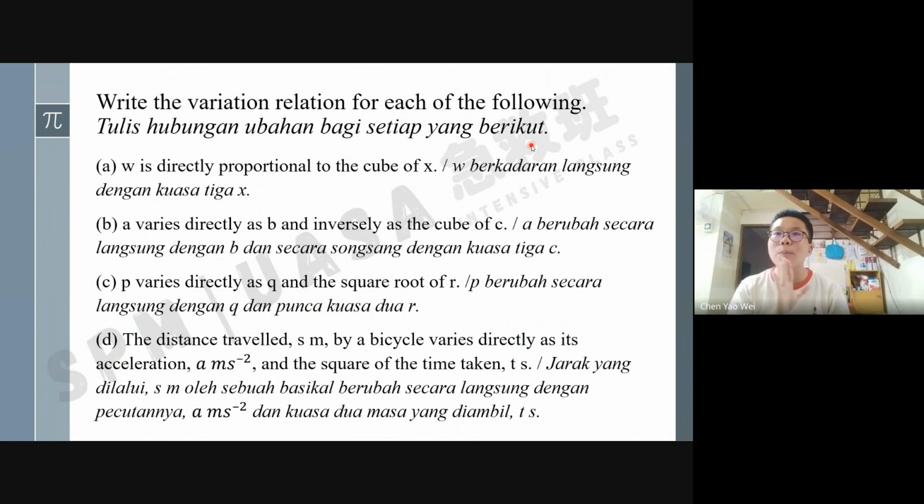Tulis hubungan ubahan. Maksud dia hanya kata tuliskan hubungan sahaja. Jangan pergi tulis equation form. Bentuk persamaan dikira salah. Kenapa? Sebab dia pada cakap, kalau pada cakap, tulis dalam relation form. Jangan pergi buat pandai-pandai. Okay?